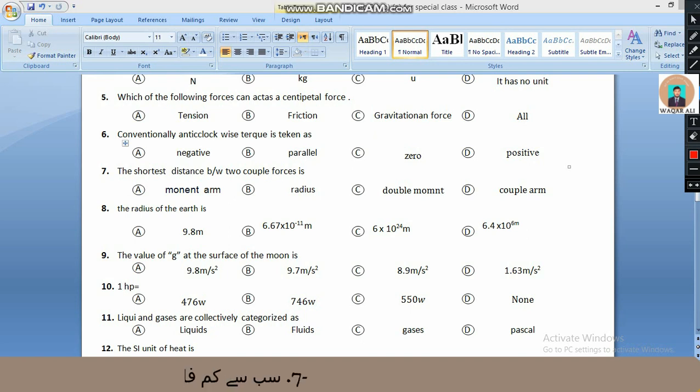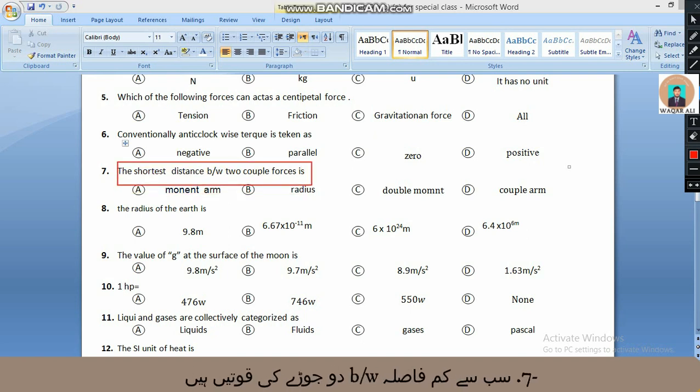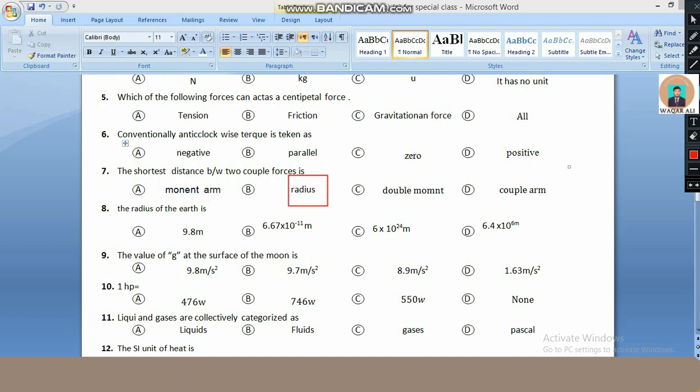7. The shortest distance between two couple forces is A. Moment arm, B. Radius, C. Double moment, D. Couple arm. 8. The radius of the Earth is A. 9.8 m, B. 6.67 x 10^-11 m, C. 6 x 10^24 m, D. 6.4 x 10^6 m.